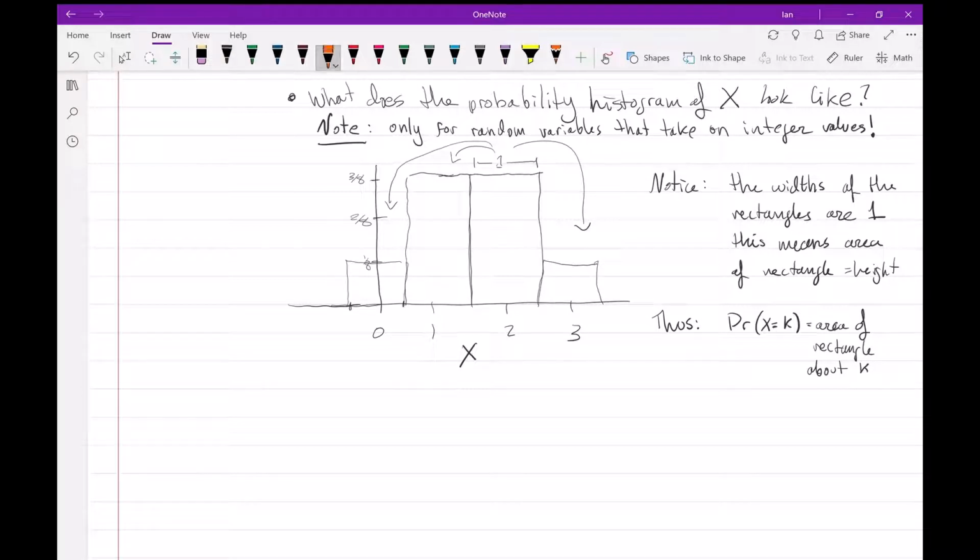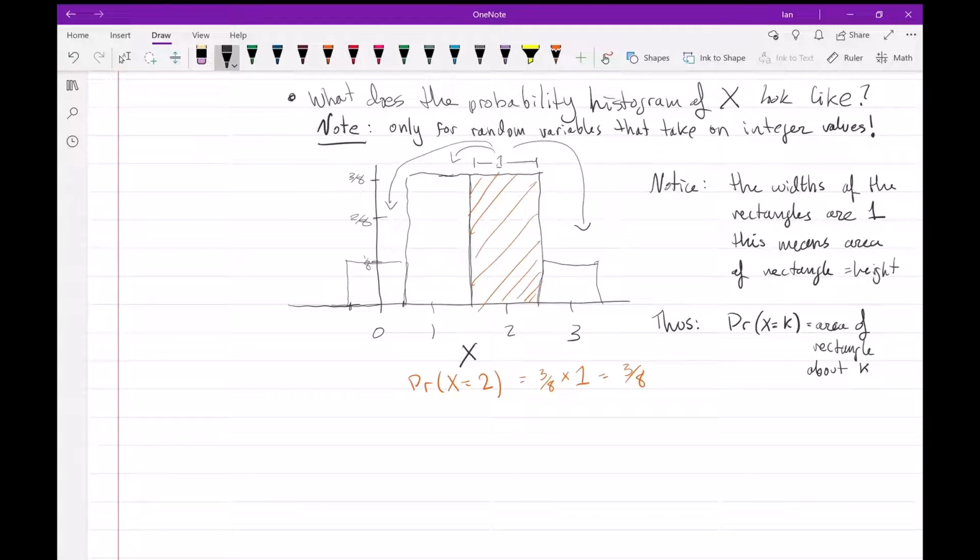So for example, the probability x equals 2 is the area of this rectangle here, which equals 3 over 8 times 1, which equals 3 over 8. And this is really what makes it a probability histogram, that somehow the geometric area corresponds to probability. So that is the key thing.